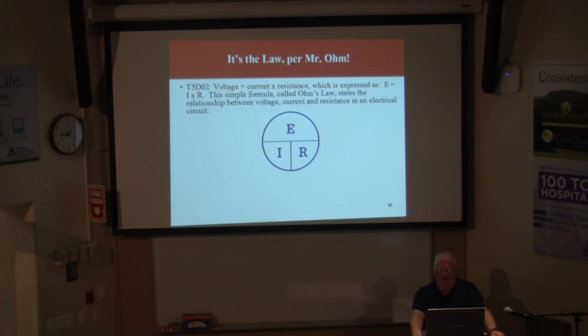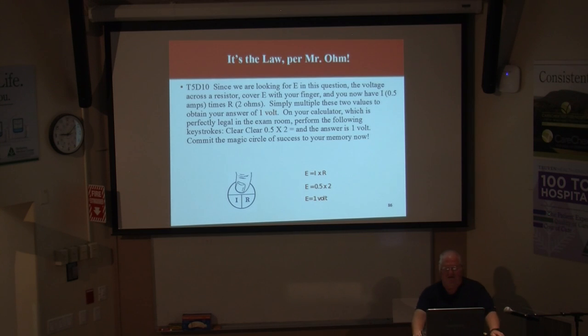Okay, voltage equals current times resistance, which is expressed as E equals I times R. This simple formula called Ohm's law states the relationship between voltage, current, and resistance in an electrical circuit. Since we're looking at the E in this question, the voltage across a resistor, cover the E with your finger, and you now have I, which is the amps, which is 0.5, times ohms, which is 2. Simple, multiply the two values to obtain the answer. So 0.5 times 2 is going to give you 1 volt.